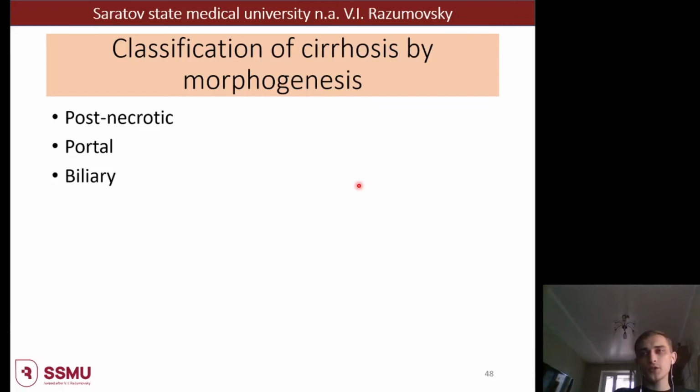According to morphogenesis, there are three main forms of cirrhosis. Post-necrotic cirrhosis, which develops in the outcome of acute hepatosis. Portal cirrhosis, which is associated with blood supply problems and develops like these circulatory disorders of the liver. And biliary cirrhosis, which is associated with problems with bile ducts.